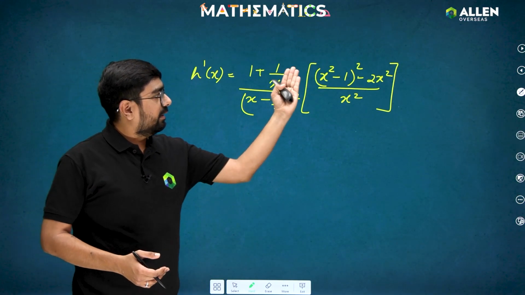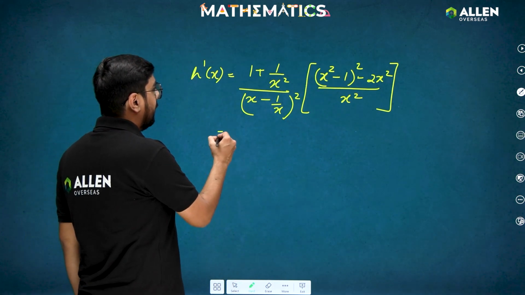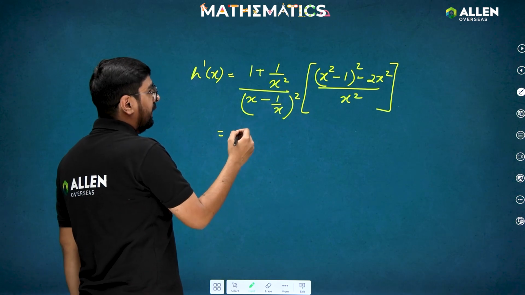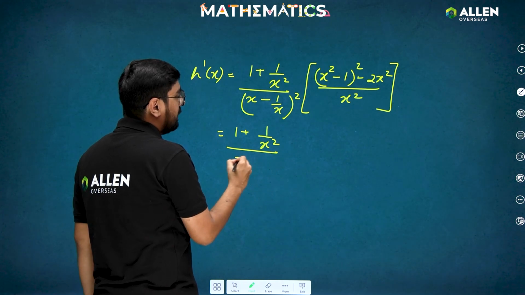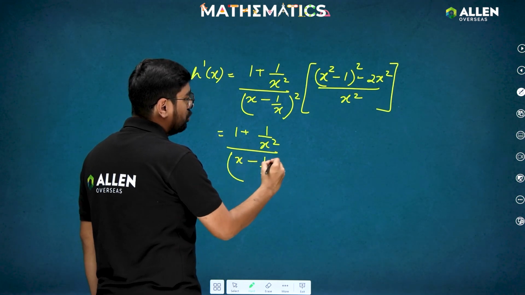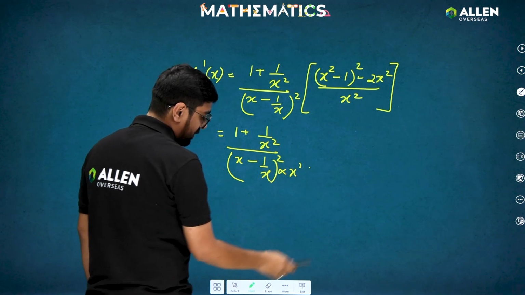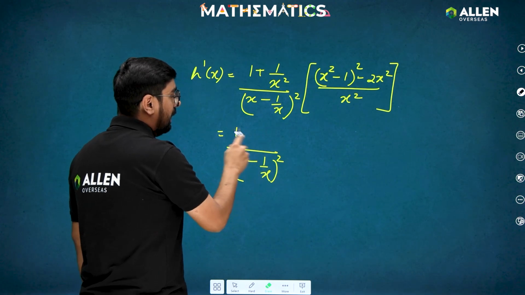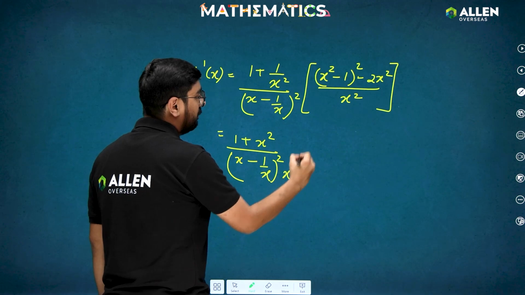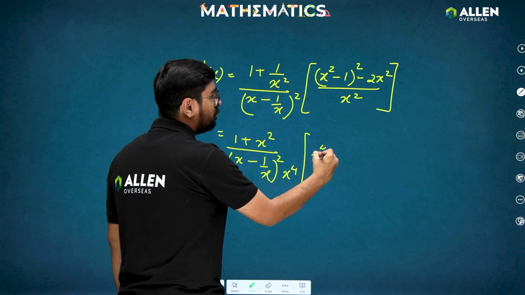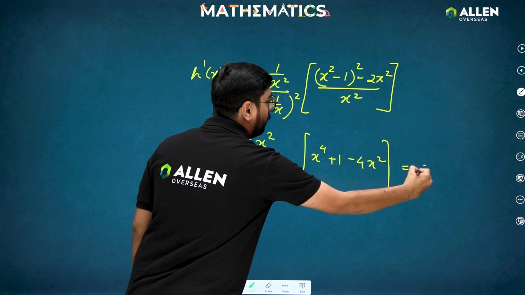Can I simplify it more? I can simplify it a little more to equate it to 0. What I can do is shift this x square over here, and this will become 1 plus 1 by x square divided by x minus 1 by x whole square, and this x square will be multiplied. So instead of multiplying x square, I'm writing 1 plus x square over here, and here I'm multiplying with x to the power 4. So in the bracket, I'm just going to have x to the power 4 plus 1 minus 4x square. And this can be equated to 0.